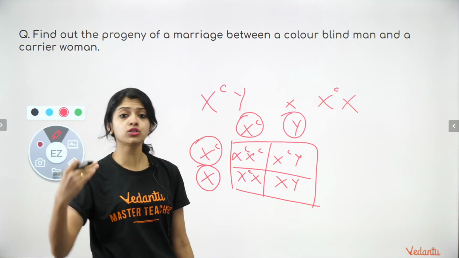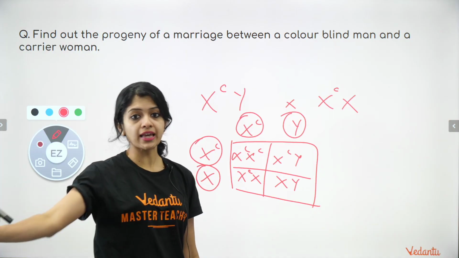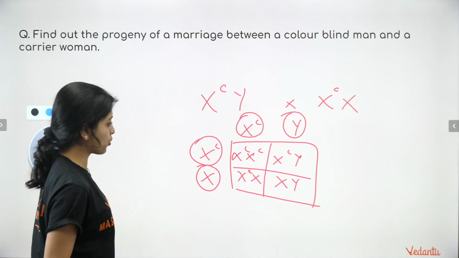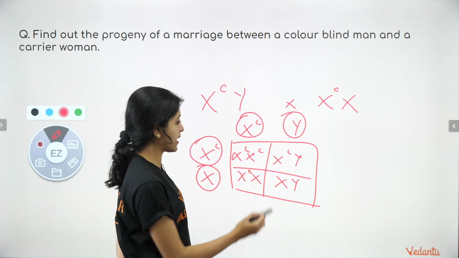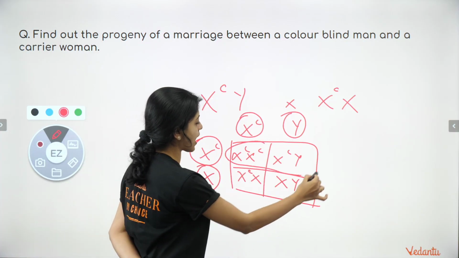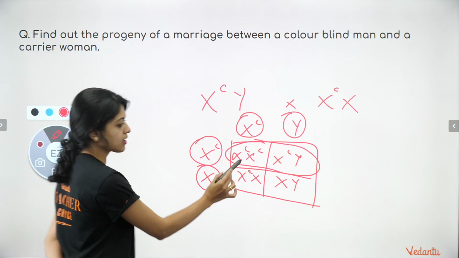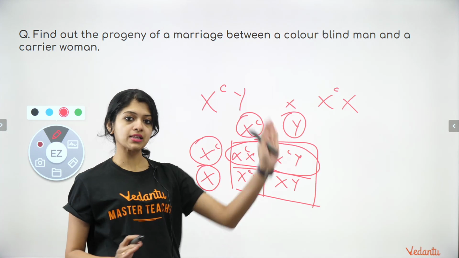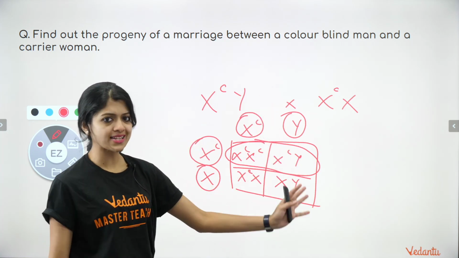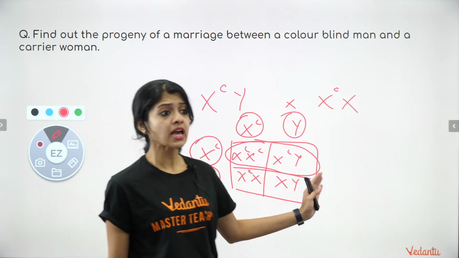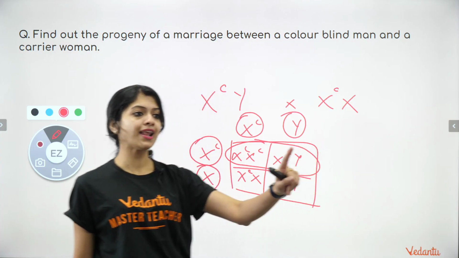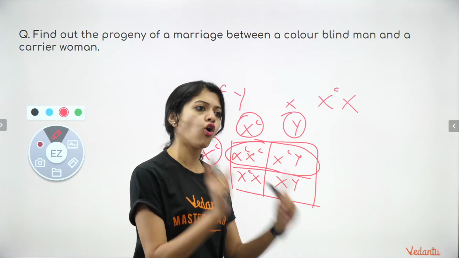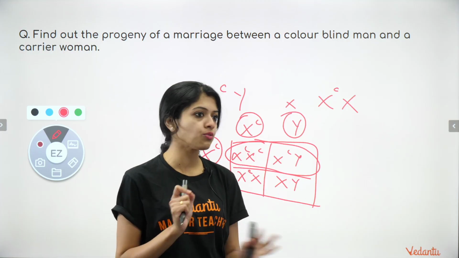So what are the progeny? It's just saying find out the progeny. So in general, you must write what kinds of children they can have and in what proportions. As you can see, how many are colorblind? 50% of the children are colorblind, partly female and partly male. 50% of girls, if you think about it in daughters and sons. Rebel, Raza, you can go back to our older videos on genetics where all of these concepts are discussed very well in detail.